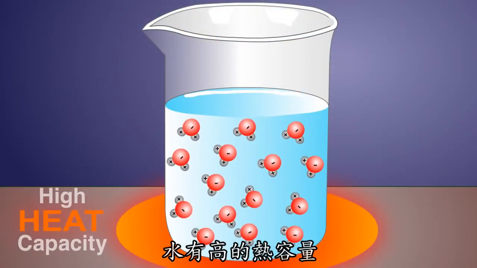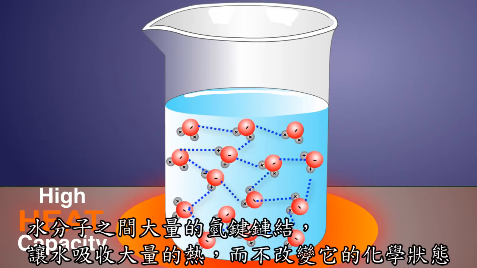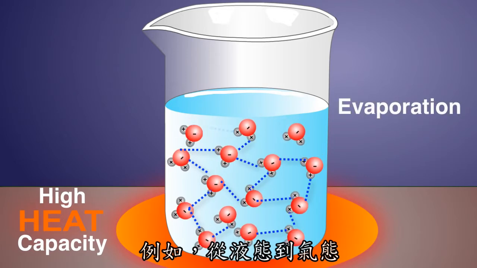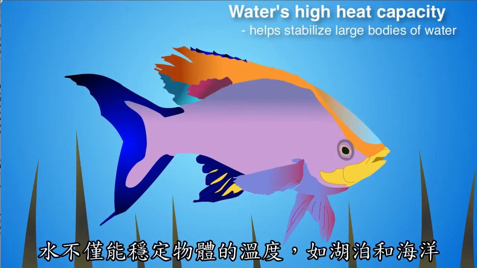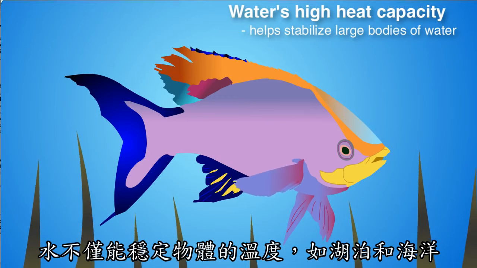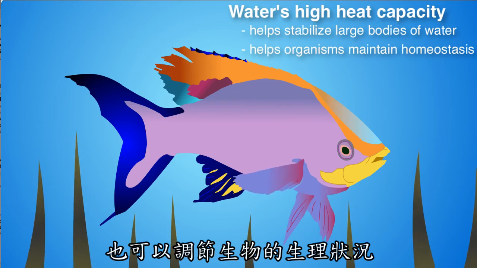Water has a high capacity for heat. What this means is that the many hydrogen bonds that link water molecules let water absorb a large amount of heat without changing its chemical state, for example, from liquid to gas. This not only stabilizes the temperature of bodies of water, such as lakes and oceans, but also plays an important role in the physiology of an organism.